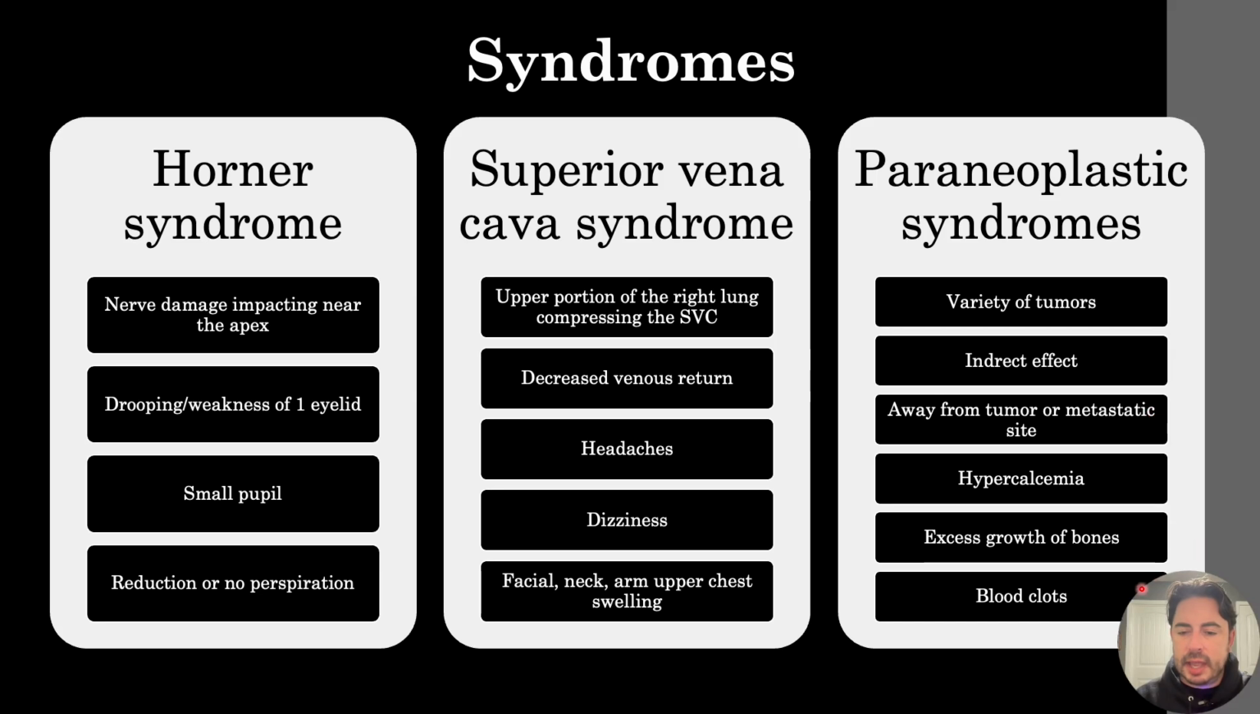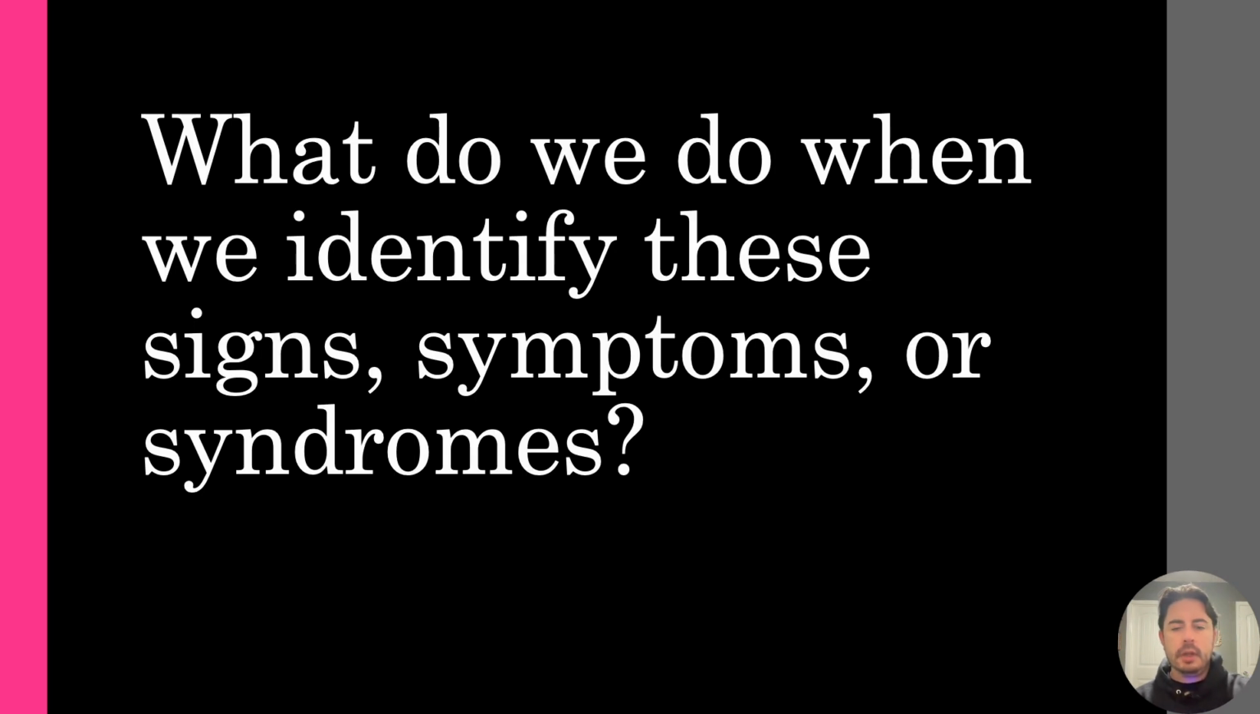Other areas like creating blood clots and just a variety of tumors when it comes to the paraneoplastic syndromes. So, what do we do when we identify these signs, symptoms, and syndromes? What are we supposed to do?